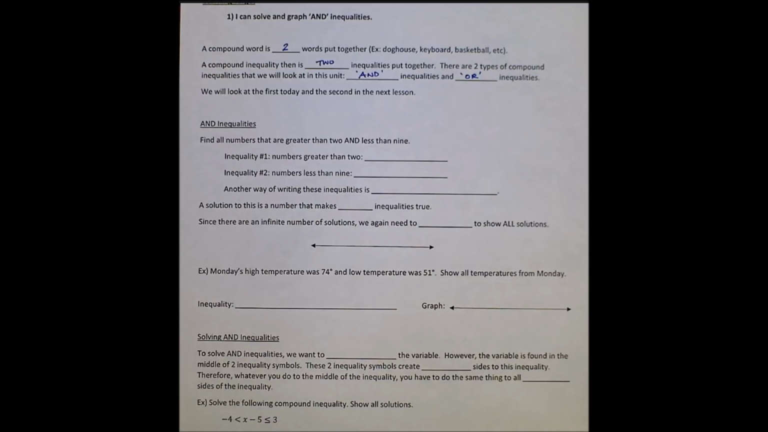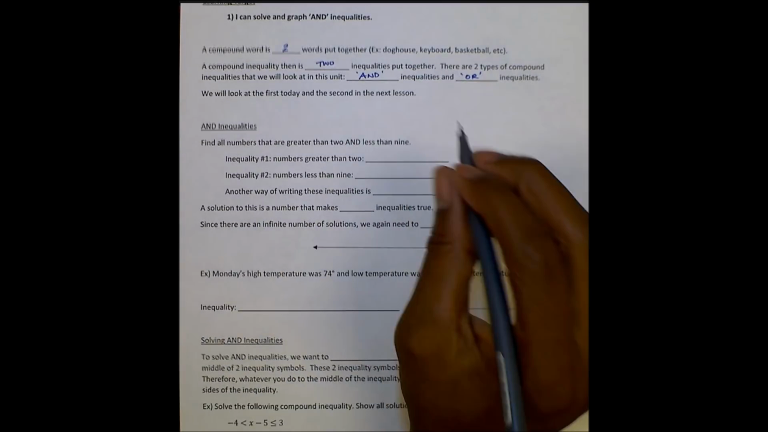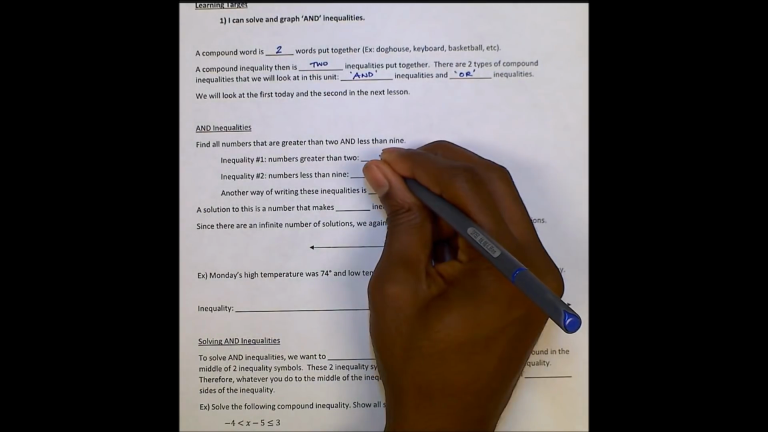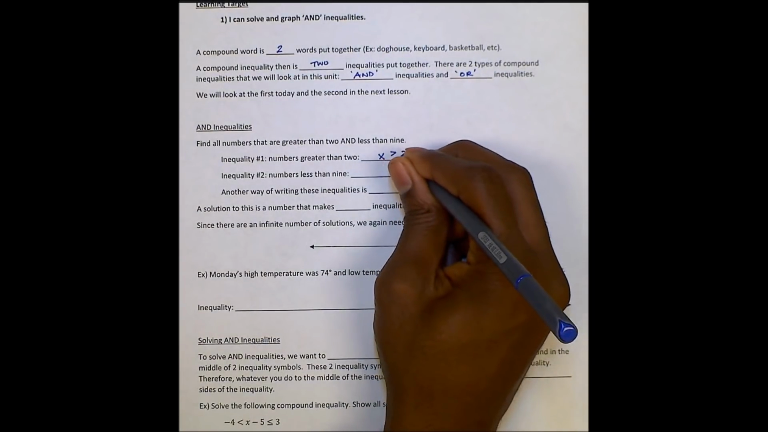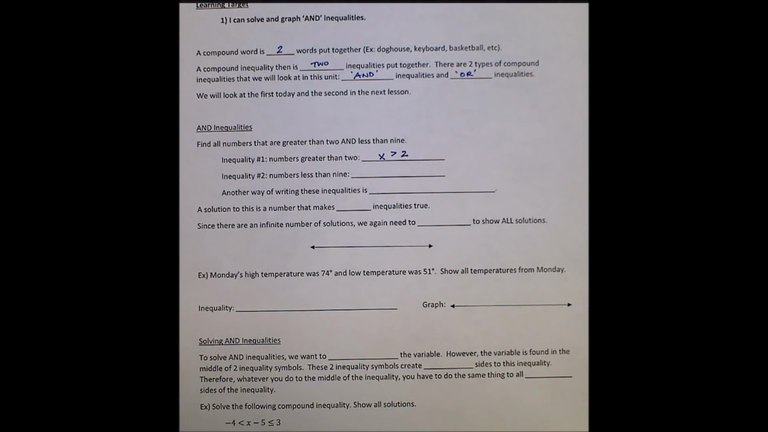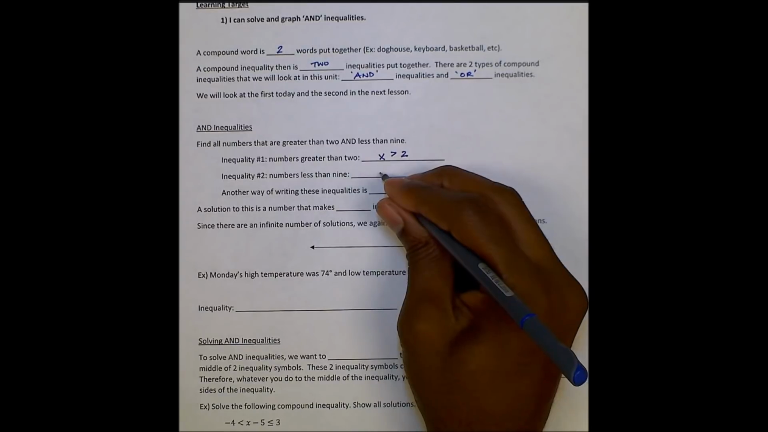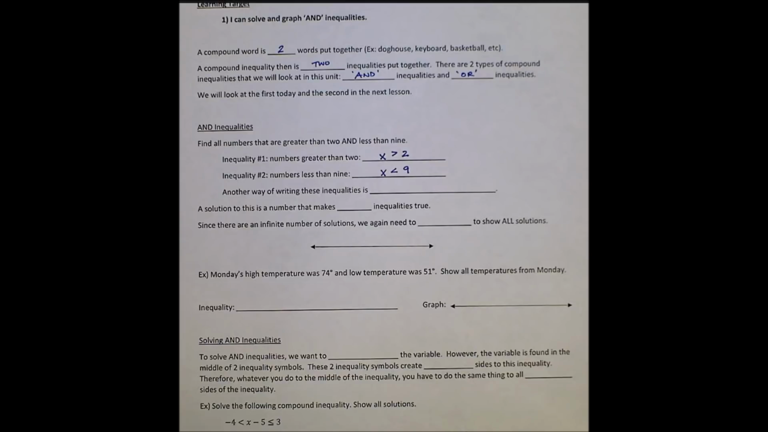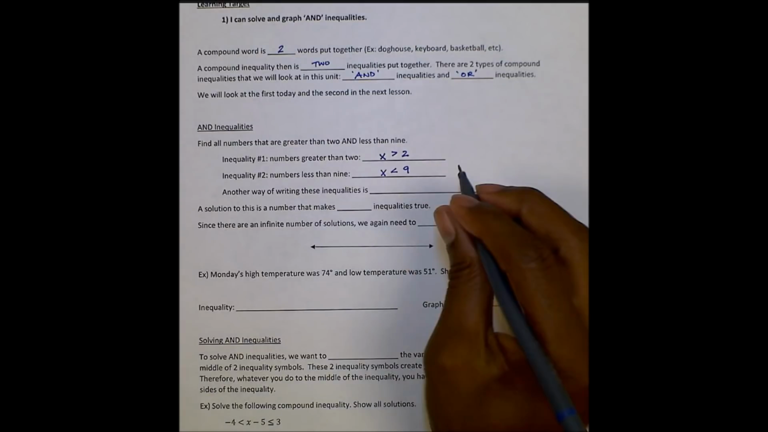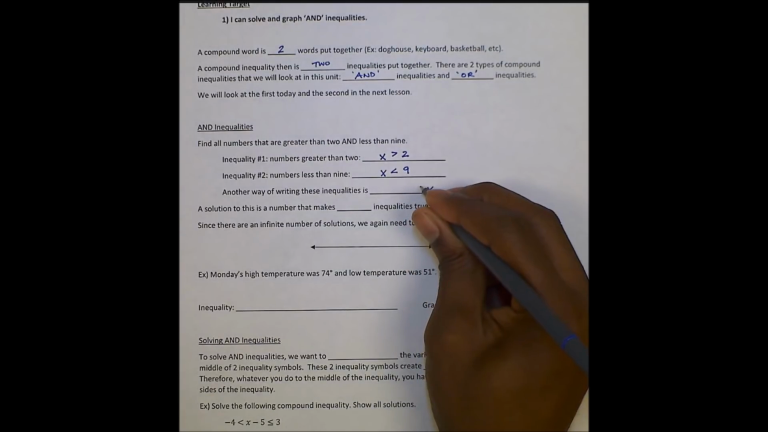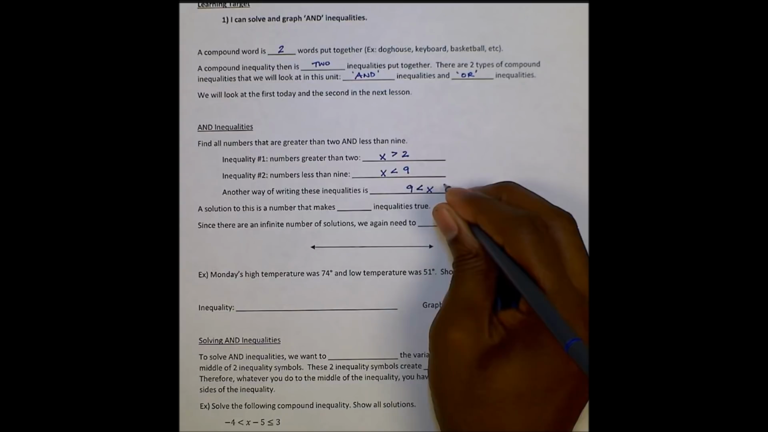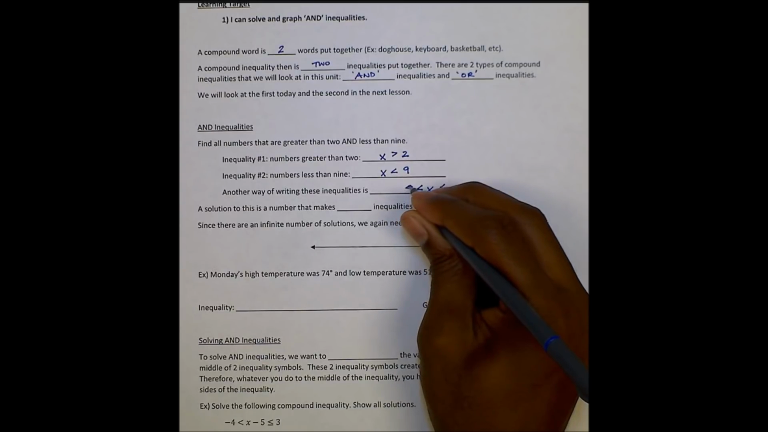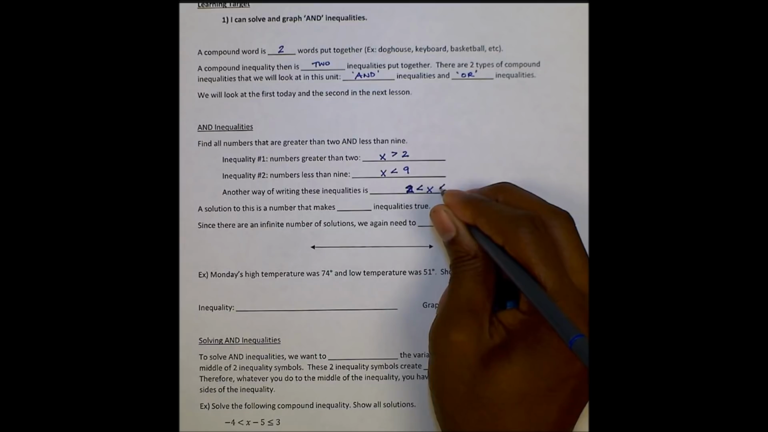Inequality number one says numbers greater than 2. If we're going to write an inequality for that, we'd say x is greater than 2. Numbers less than 9: x is less than 9. Another way of writing these two inequalities is to put them together. We want numbers that are greater than 2 and at the same time, oops, I wrote 9, greater than 2 and at the same time less than 9.